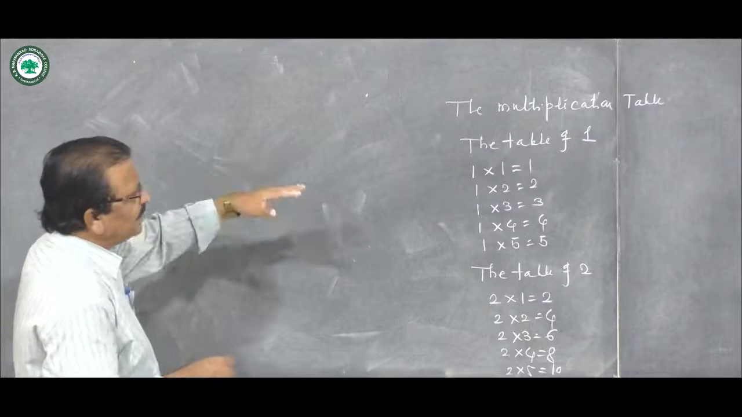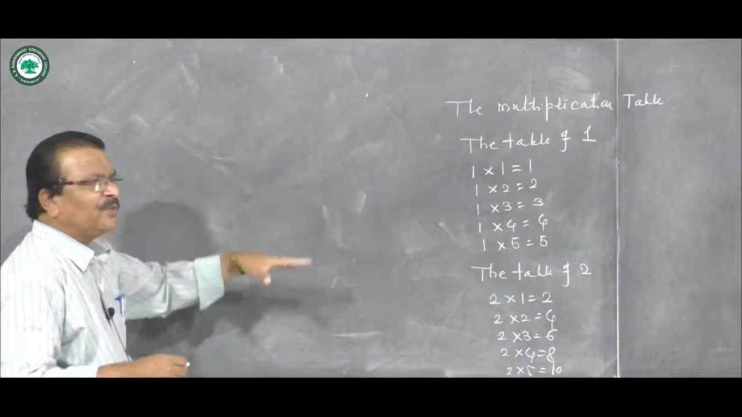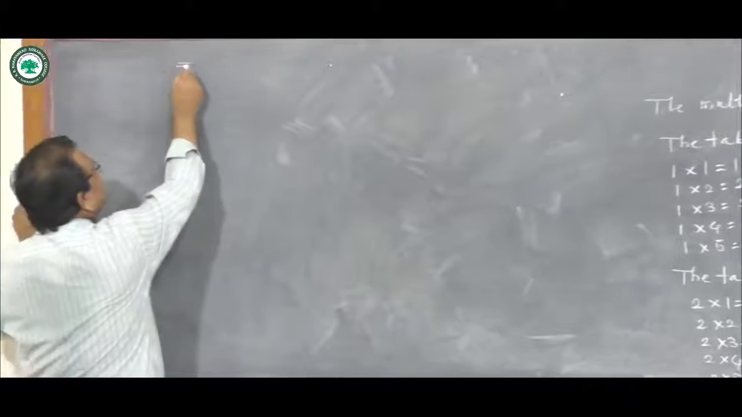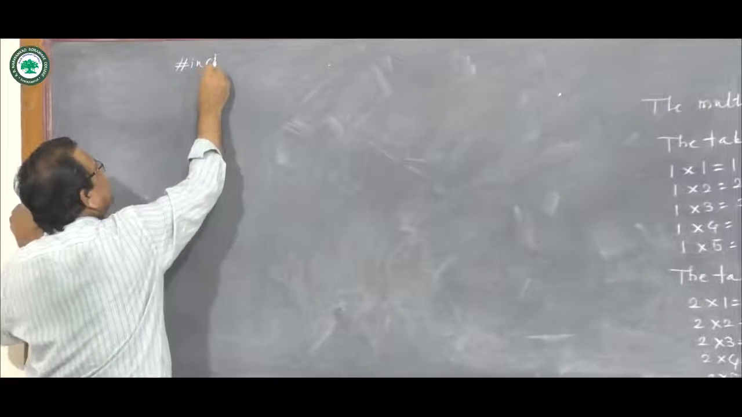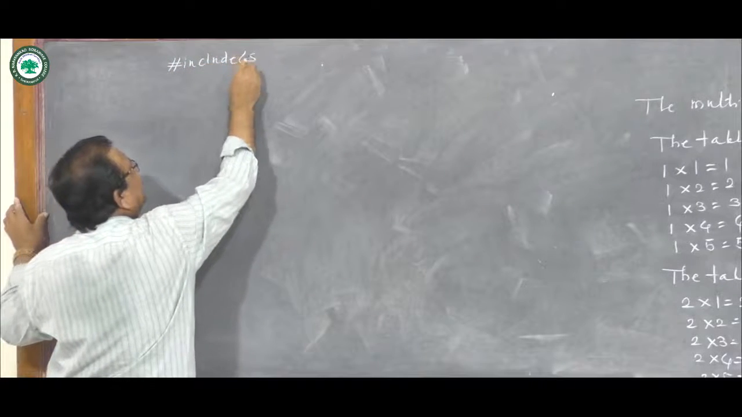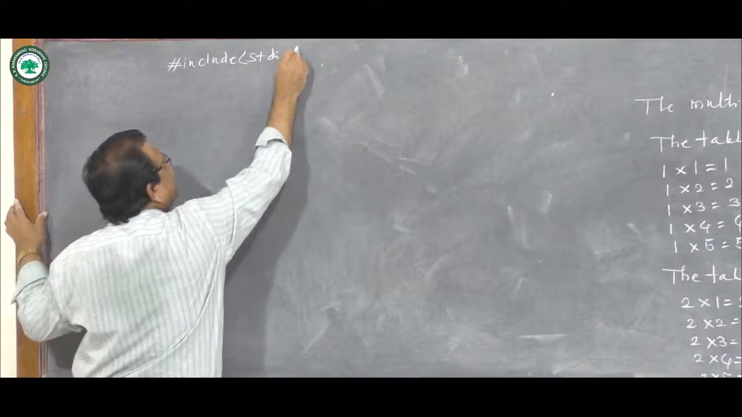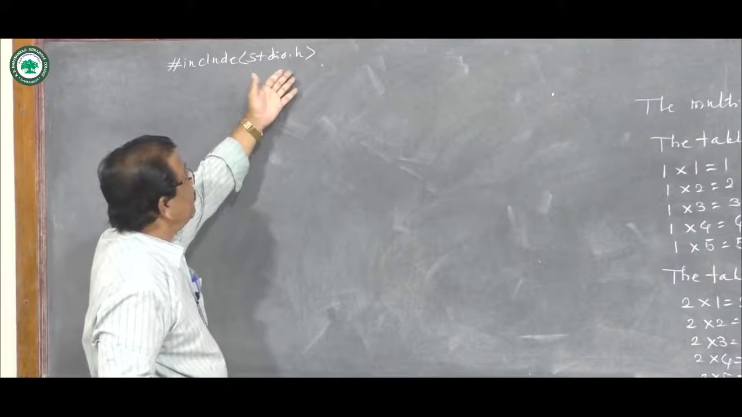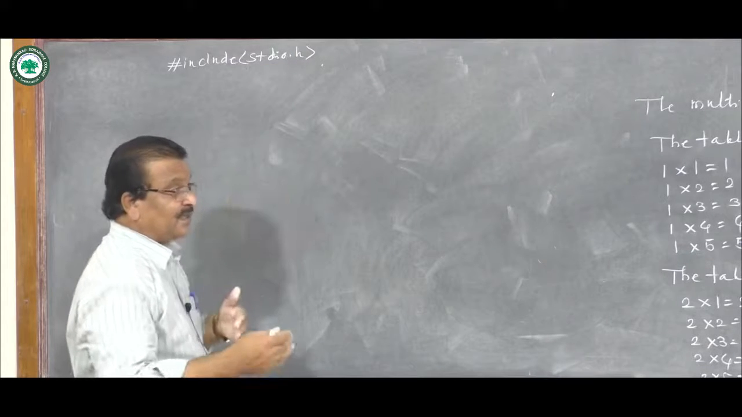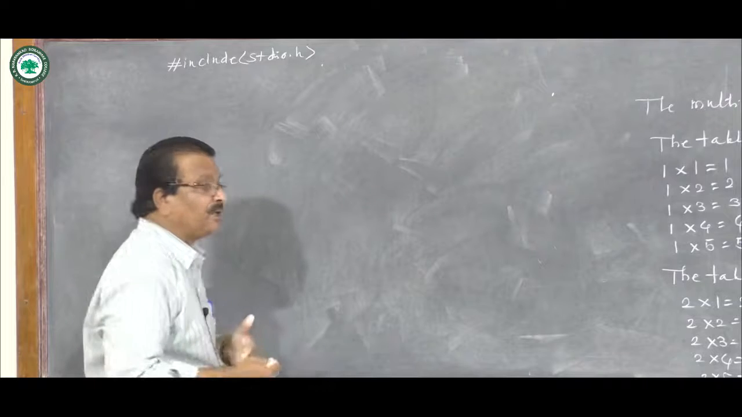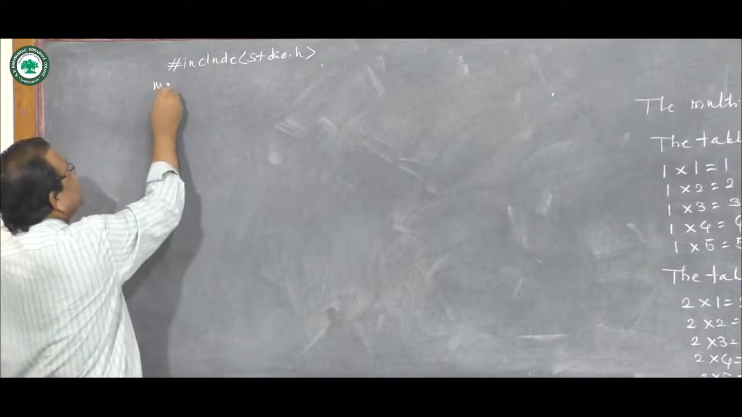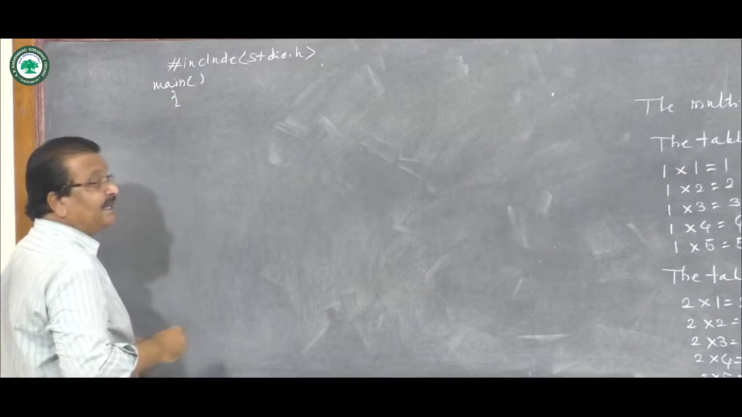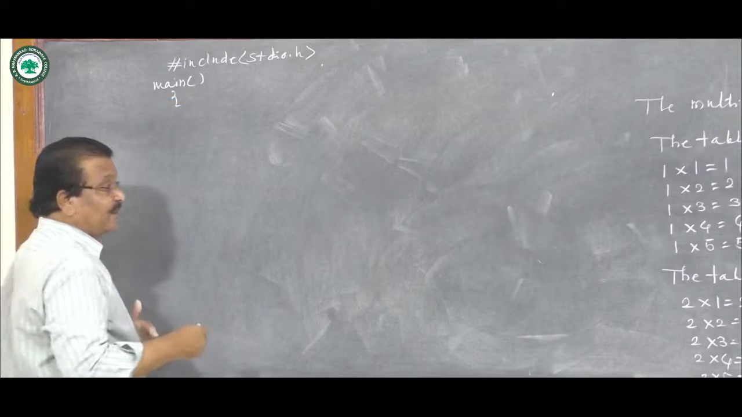So let us write a program. Just look at the output, and from the output write the expected things in a program. Main, hash include stdio.h. Stdio.h is a pre-processor directive where we are including standard input output header file in our program, so that standard input output functions can be invoked in our program. Then main function, body of main starts from this left brace, declaration of variable at the beginning of the program.